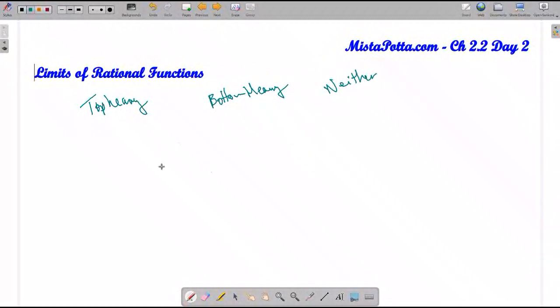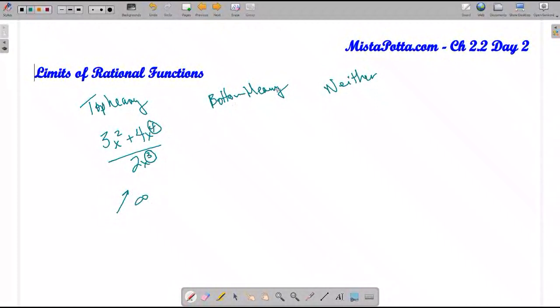These are situations where I would discuss something like 3x squared plus 4x to the fourth over 2x cubed. I'd call it top-heavy because the dominant term in my numerator was a larger degree than the dominant term in my denominator. And we would say that this would go to infinity.